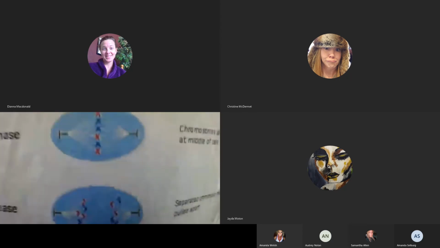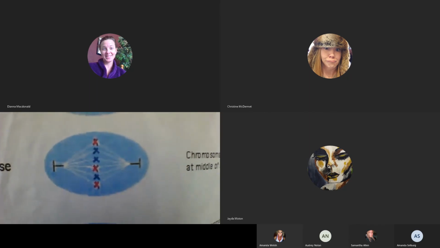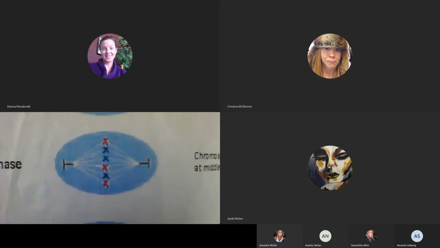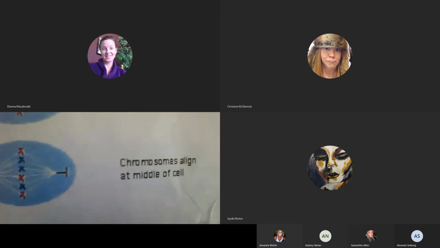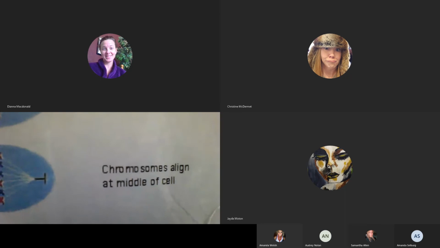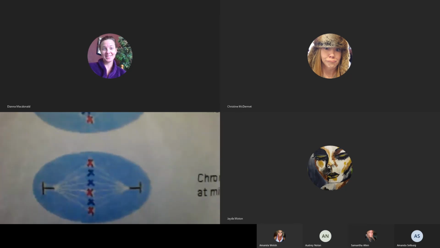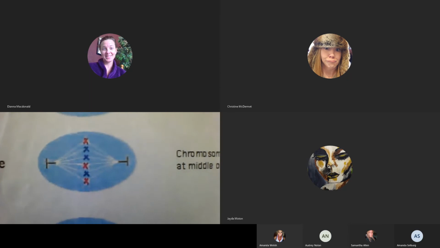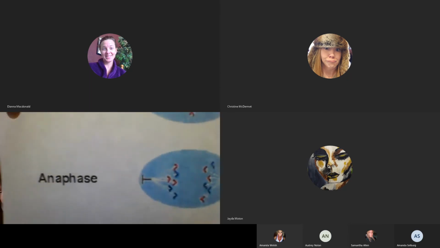So in metaphase, those chromosomes line up in the center of the cell, and then the nuclear membrane and nucleolus are gone, so that those centromeres can attach. So the chromosomes are aligned at the center of the cell, and they're ready to do something. Looks like a line dance is about to happen.